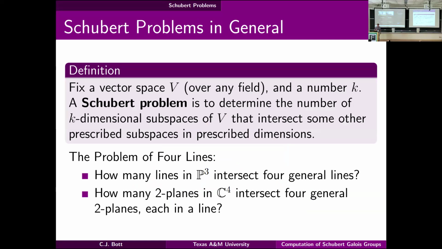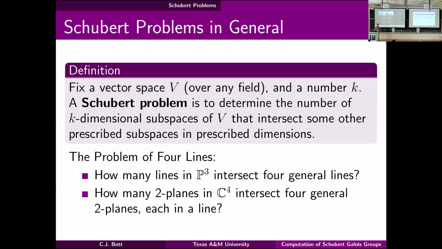So what is a Schubert problem in general? You fix a vector space V over any field and a number K. The Schubert problem is to determine the number of k-dimensional subspaces of your vector space that intersect some other prescribed subspaces in prescribed dimensions. So it's a little vague, right? But let's recast our problem of 4 lines in this language just to help us understand what's going on here.